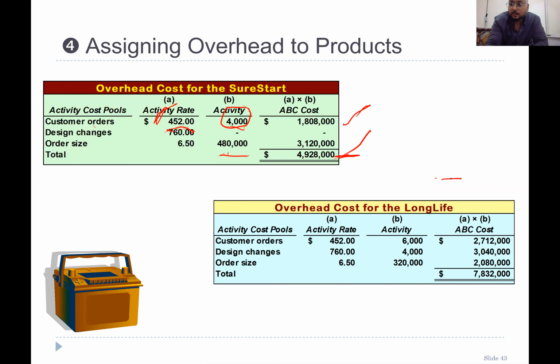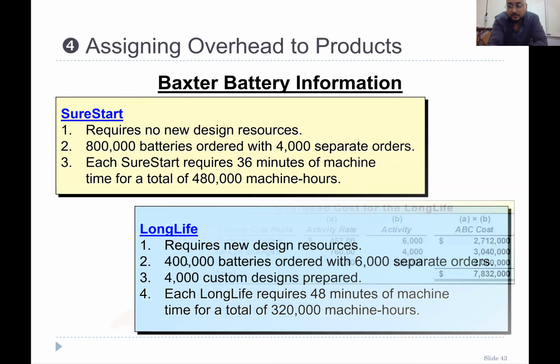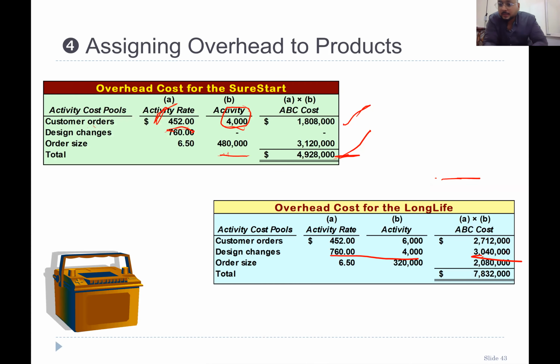Similarly, with the long life, we have design changes. How many design changes? 4,000 custom design changes, multiplied by 760. The answer is going to be 3.04 million. Similarly, 6.5 times the machine hours, and 6,000 customer orders are given. So here we go, 7.832 million. This is the product cost. Simple. First stage allocation, you find out the cost pools. You divide by the cost driver. You find out the activity rates. You multiply by the actual activity. You find out the answer. So that is product cost.